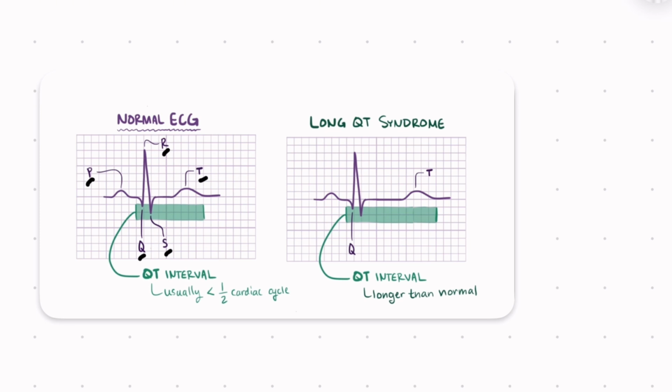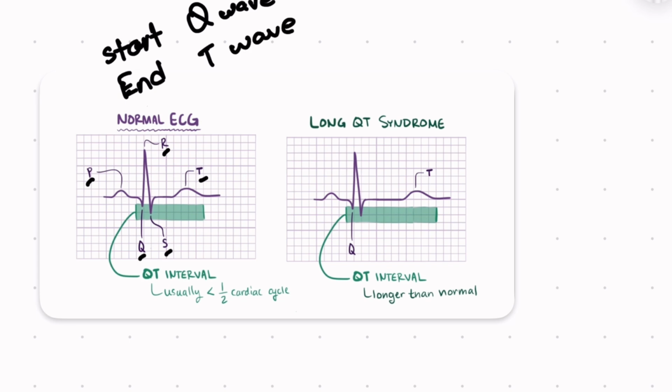So, in the case of the QT interval, it should be the start of the Q wave and the end of the T wave. As we can see here, the Q wave has started from here and the T wave has ended over here. The portion in between is known as the QT interval. Now, if it's longer than the normal value, we call it long QT syndrome.